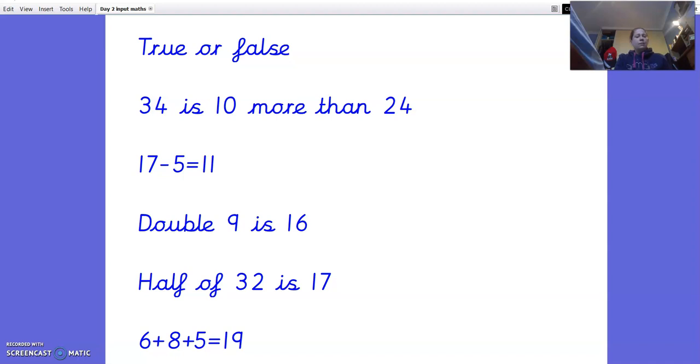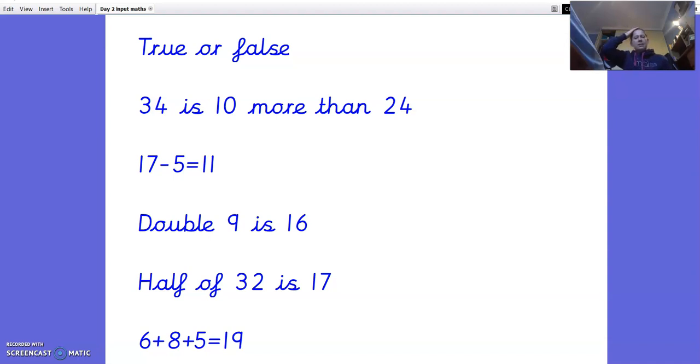Okay, so you should have all had a go at them now. So let's have a look at the first one. 34 is 10 more than 24. I know that's true because when I count in tens, I go 24, 34, because the ones number stays the same. The next one, 17 take away 5 equals 11.